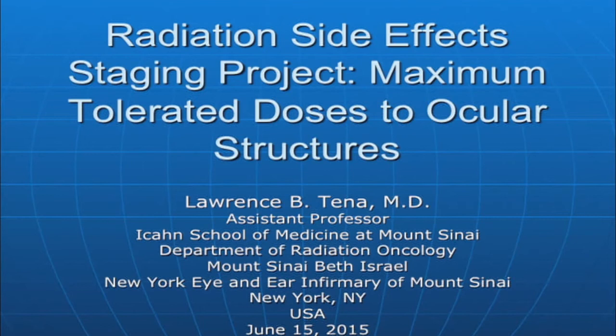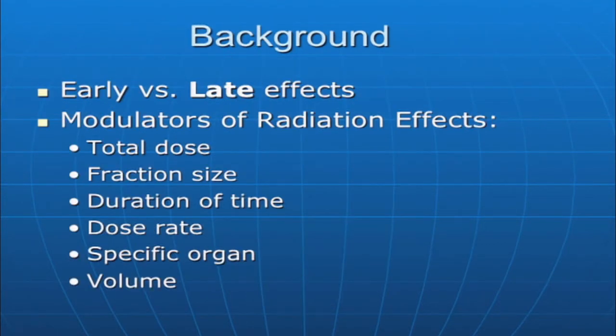Today, I will be discussing the maximum tolerated doses to ocular structures, hopefully to answer a lot of the questions that you had for our previous speaker about doses to normal structures. So I'm going to be talking about late effects, those occurring months, years, decades after radiation therapy. There are several modulators of the tolerance of normal structures in the eye, including the total dose, fraction size of radiation, the duration of time of the radiation, the dose rate of radiation, the specific organ that's being treated, and the volume of that organ being treated.